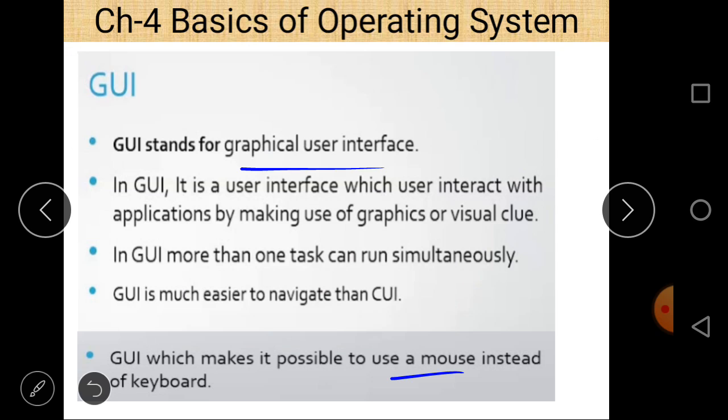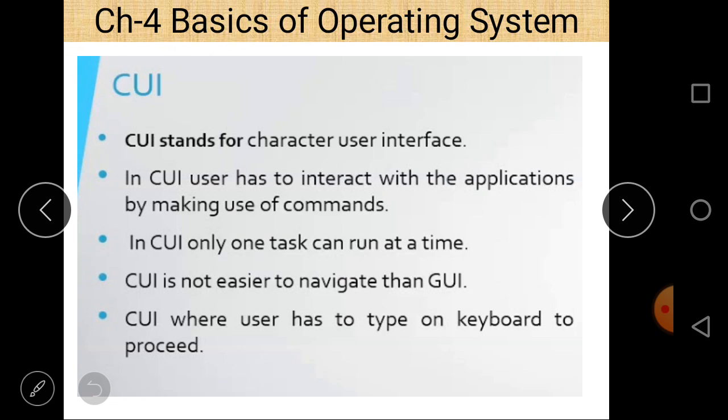And in GUI, different icons and different symbols are used to give a command to the computer system. So Windows is an example of GUI and DOS is an example of CUI. So these are some important points.